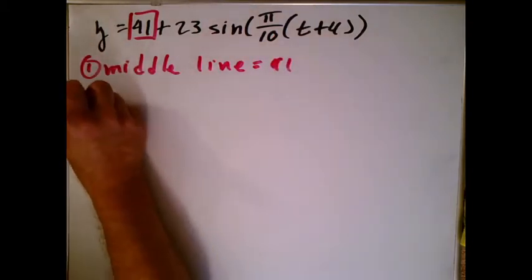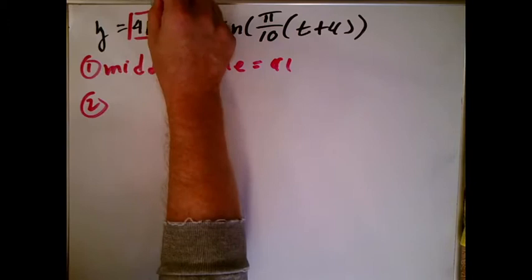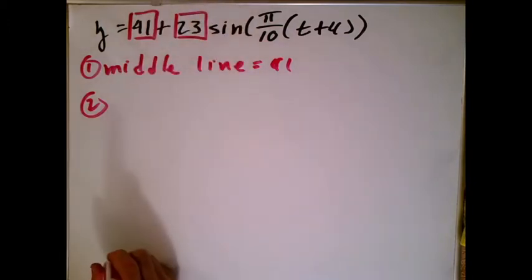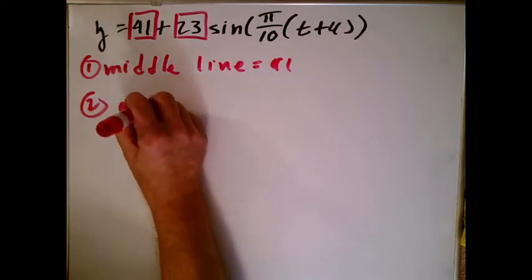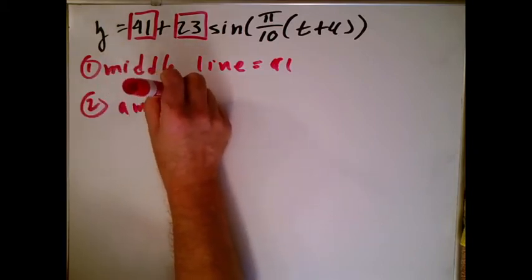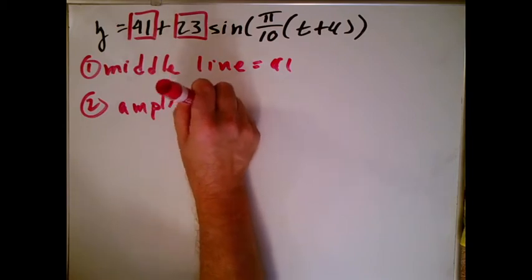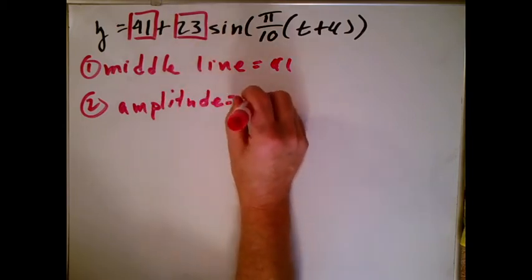Now the second thing we usually look at is this number right here. And remember, that's the distance between the middle and the top. And then we call that the amplitude. So although I'm writing down amplitude, I'm thinking the distance between the middle and the top. And that's 23.